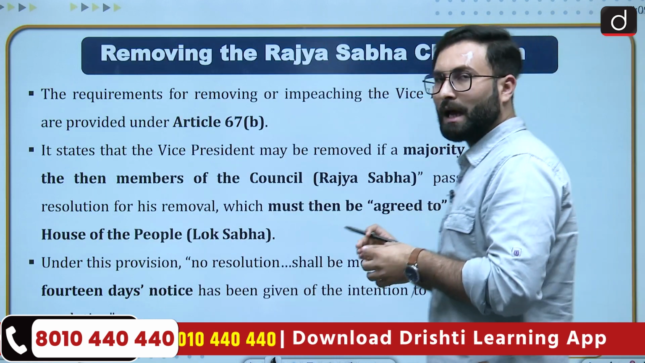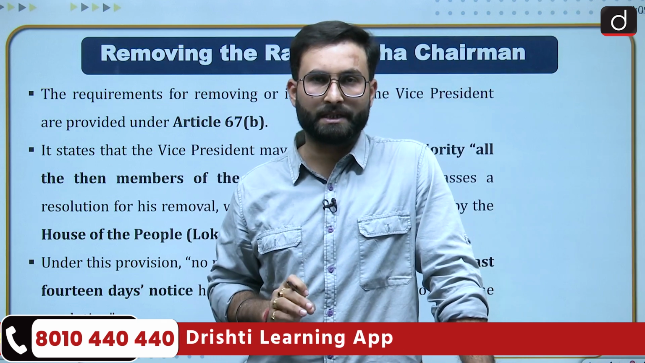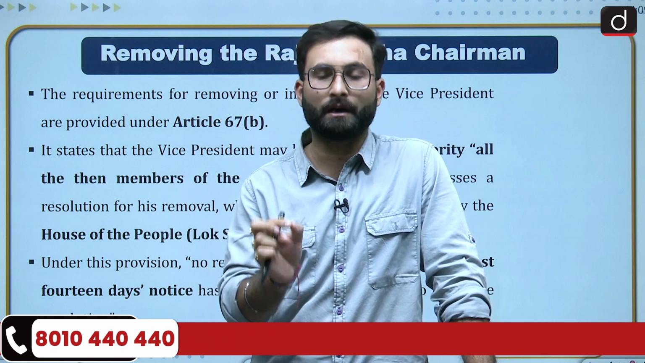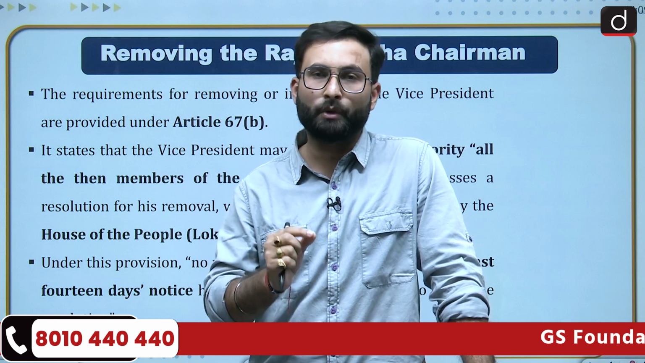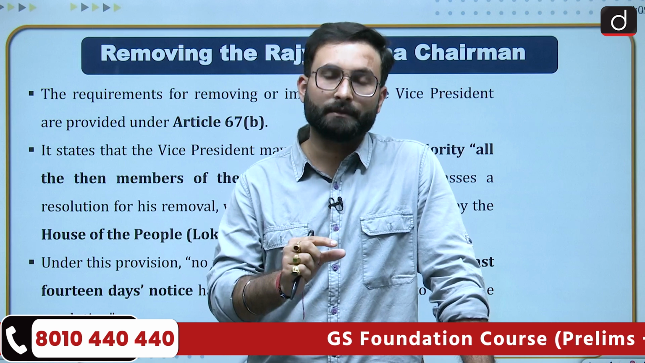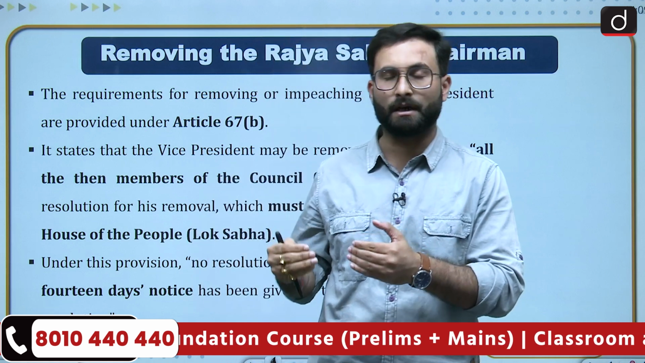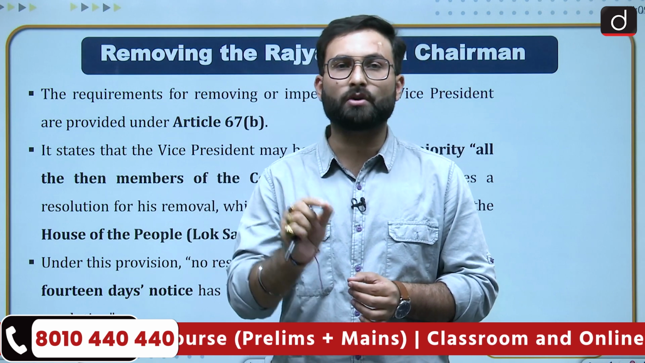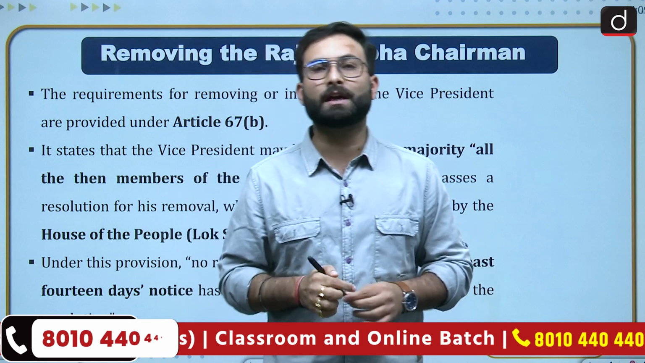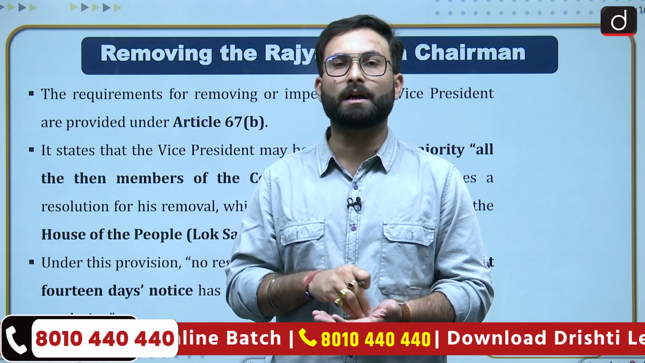Now let's move further and see the removal procedure. Before going into it, I will give you a brief idea of how this procedure works. For the removal of the Rajya Sabha chairman, you have to give a notice first. You have to give a notice of at least 14 days that you are coming up with such a resolution for the impeachment of the vice president or the Rajya Sabha chairman. After the expiry of these 14 days, the house where this process was initiated, in the case of the vice president, is Rajya Sabha only.